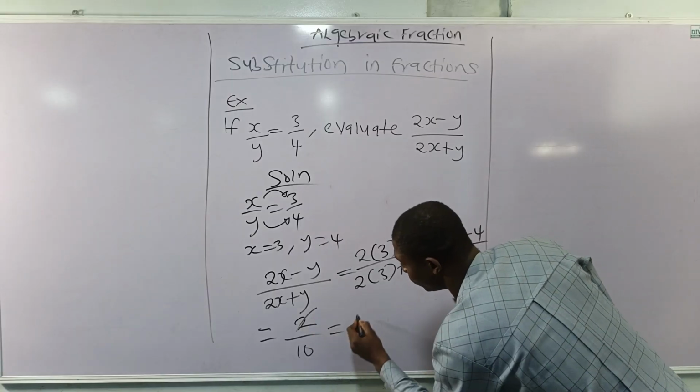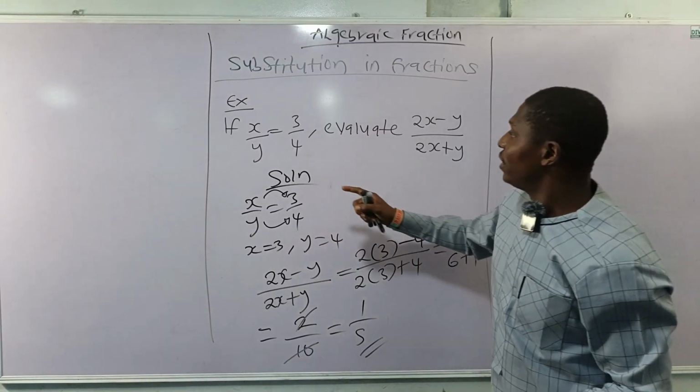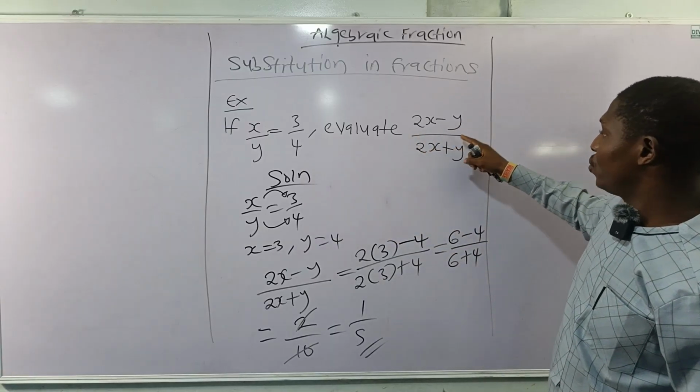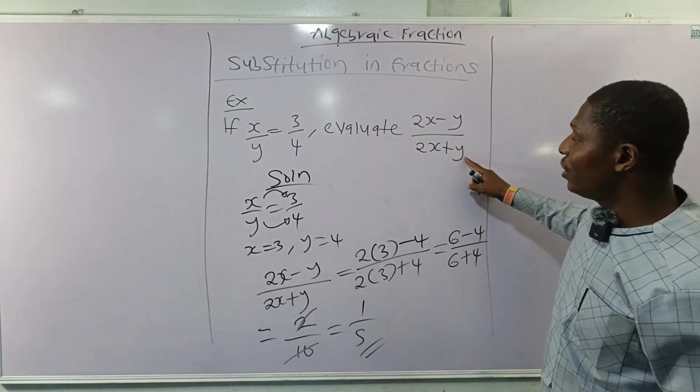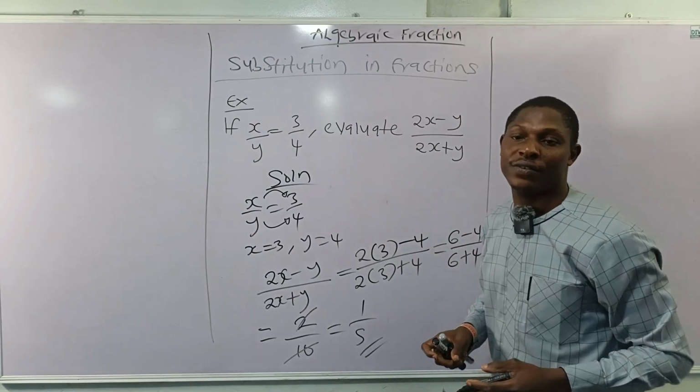And if I break it down, 2 over 10, 2 ones are 2, 2 fives are 10, so it is 1 over 5. So the value of (2x minus y) all over (2x plus y) when x over y equals 3 over 4 is 1 all over 5.